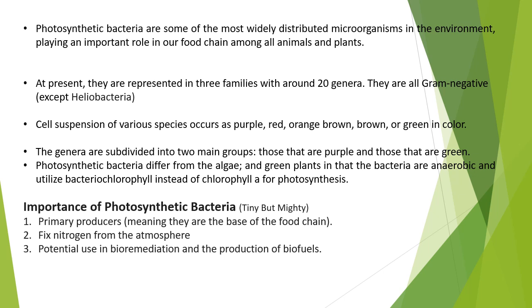The genera are subdivided into two main groups: the first is purple and the other is green. They are all aquatic. They are abundant in the ooze of ponds, so they are easy to isolate and study. These photosynthetic bacteria differ from algae and green plants in that the bacteria are anaerobic. Cyanobacteria is the one which uses oxygen, or is aerobic.